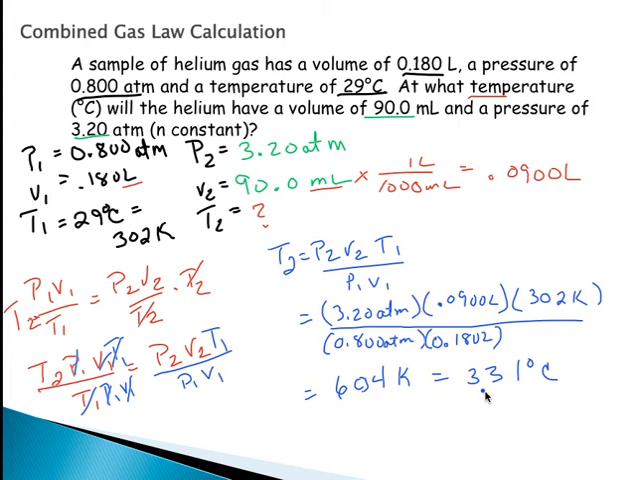Well, let's look. Does that make sense? That's really high. Yeah, but if you look up here, my pressure increased 4 times. My volume halved. Pressure increasing by 4 would drive the temperature way up. The volume decreasing would drive the temperature down, but not as much as the pressure, because the pressure is the largest change. So I guess that makes sense.